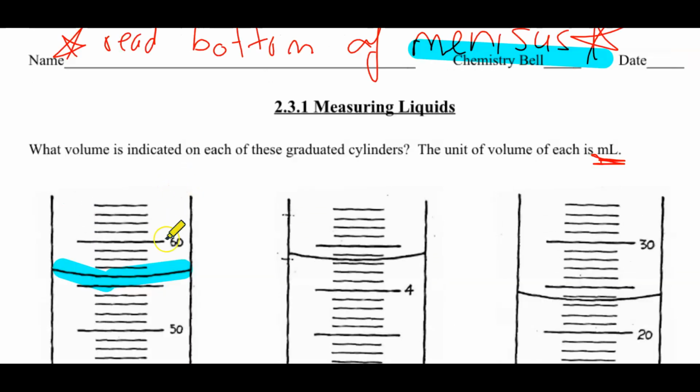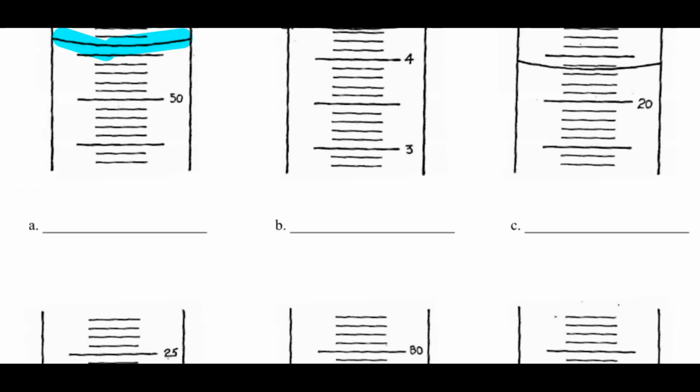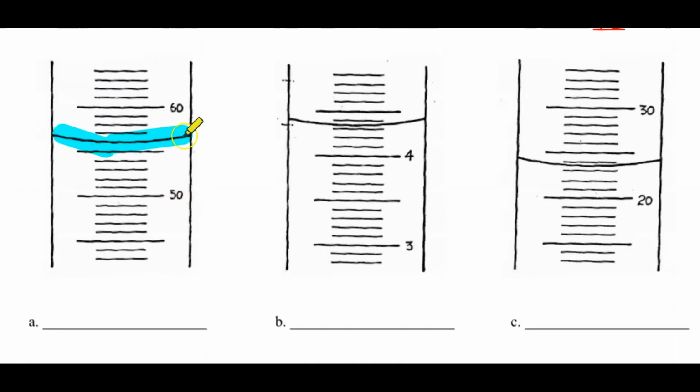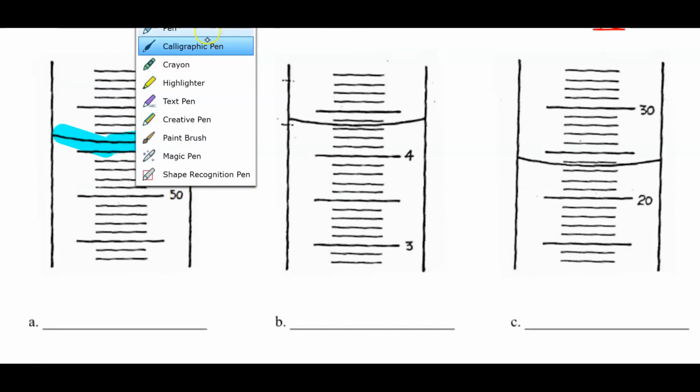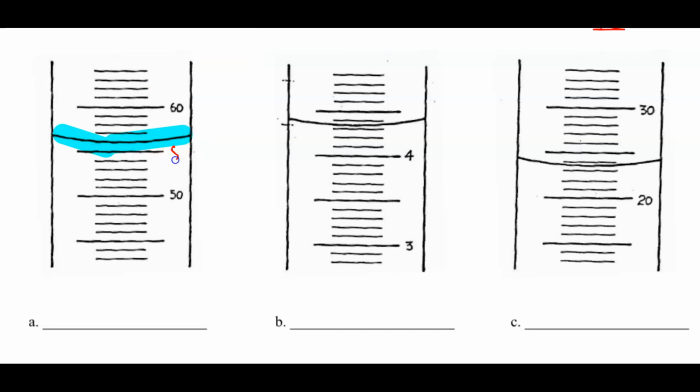Now every graduated cylinder here might have different units, so we've got to figure out that scale first. So here's 50, and here's 60. So this must be 55. Going from 50 to 55, 1, 2, 3, 4, 5. So every line here is 1 milliliter. That means I can read to the nearest whole milliliter, and I should be guessing to the nearest tenth. So here's 55, 56, 57, 58, 59, 60. So this is 56. This is where the bottom of the meniscus is.